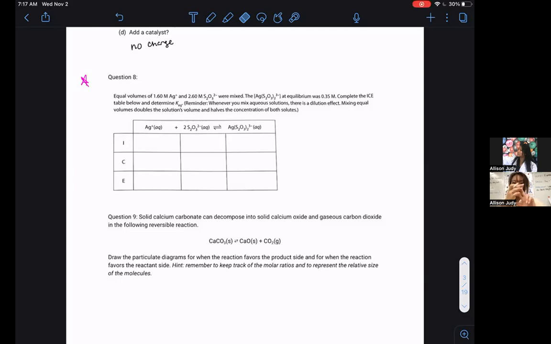Depending on which one of these variables we remove, those are the three types of sets of problems you can have. We solve these in ICE tables.